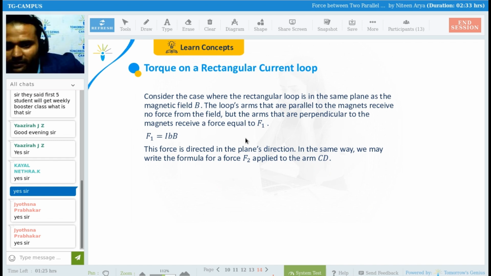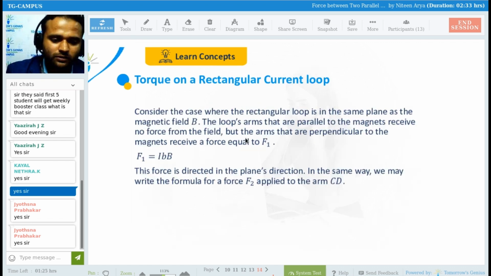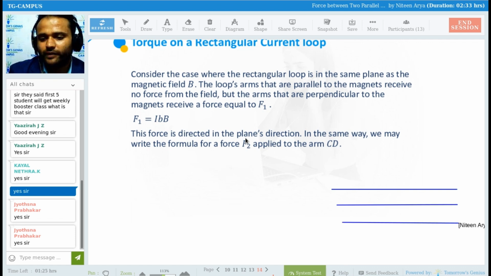Okay, so there is a torque on a rectangular current loop. See, when we put an electric dipole in a uniform electric field, the dipole feels a torque. Why so? First understand what is happening, and then we discuss. Suppose this is your electric field, because when you make that analogy, you understand better.